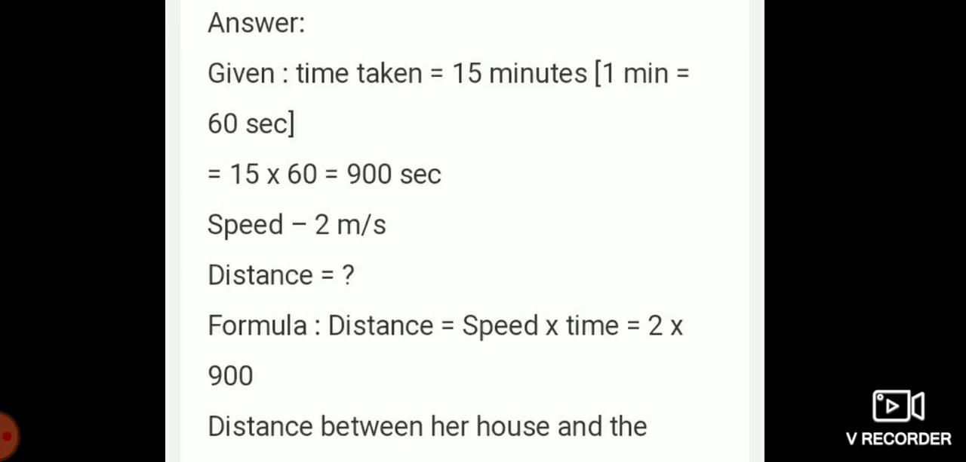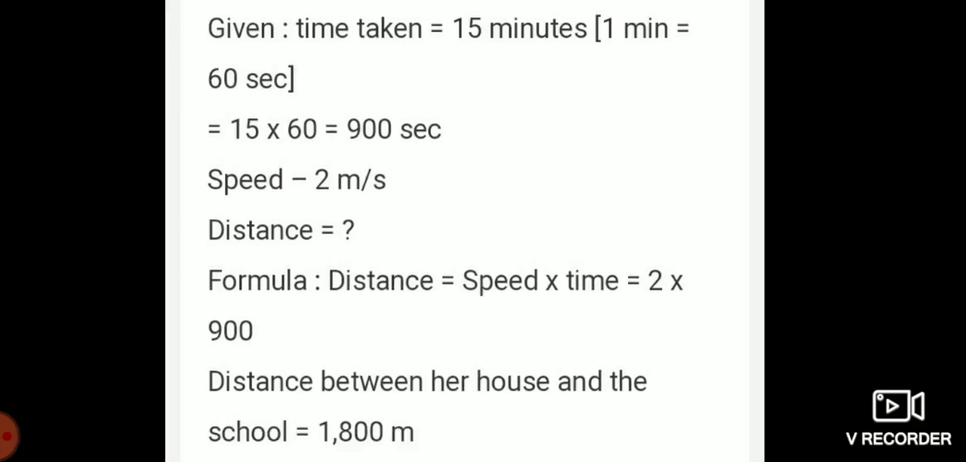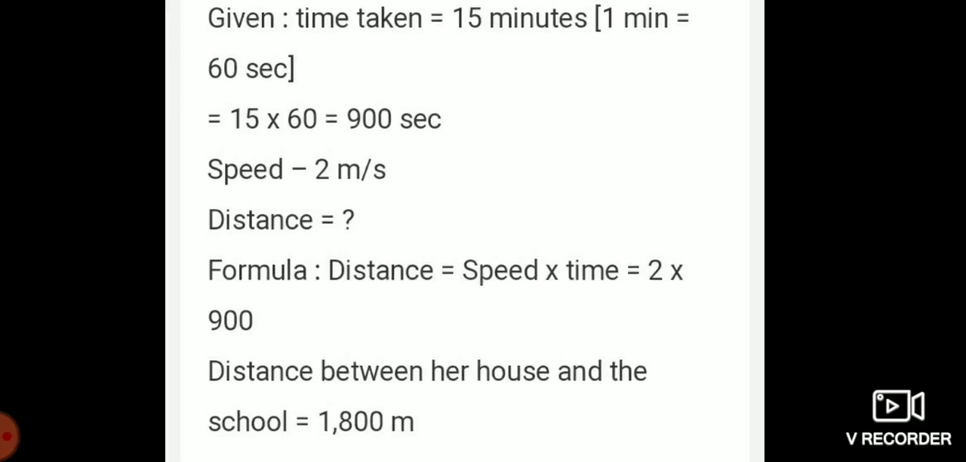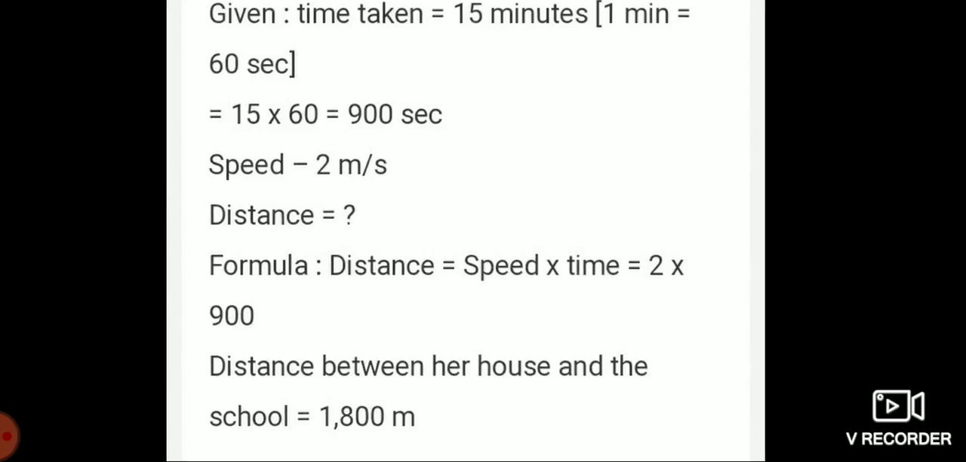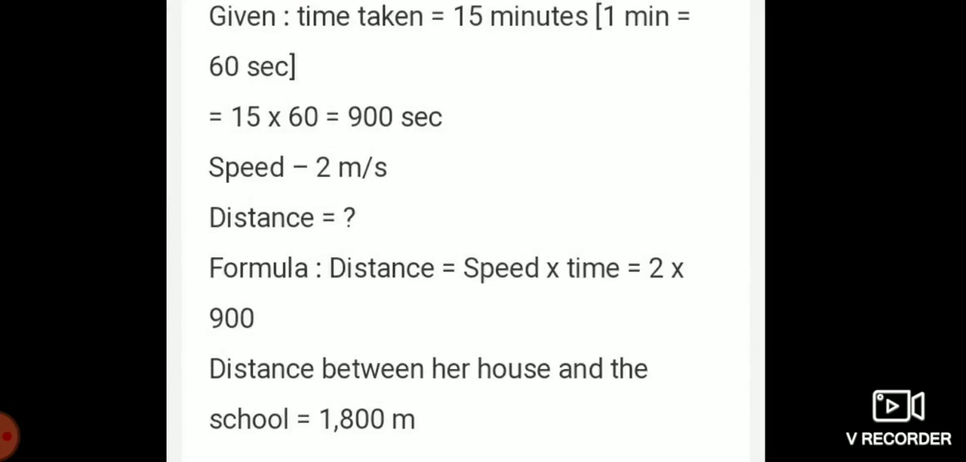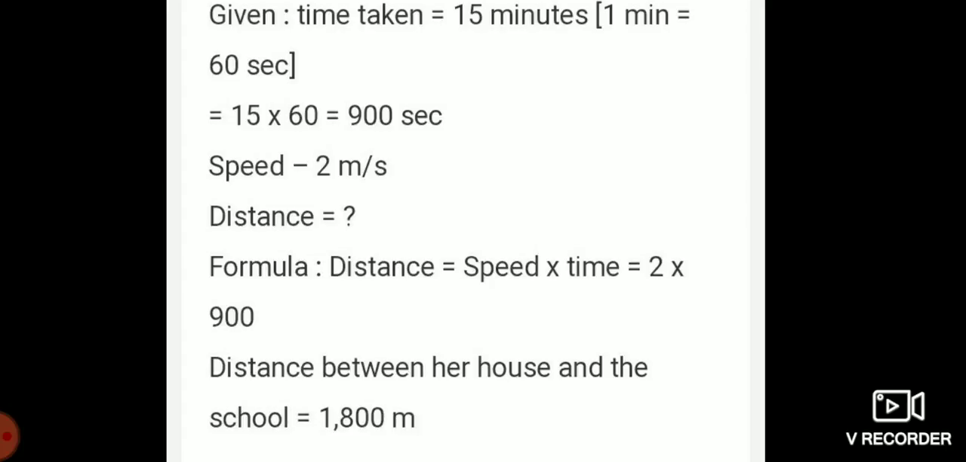Now we have to find out the distance between her house and the school. So the formula is distance is equal to speed into time. Speed is 2 meter per second, so 2 into 900 seconds. Distance between her house and the school is equal to 2 into 900. Answer is 1800 meter. Did you understand?